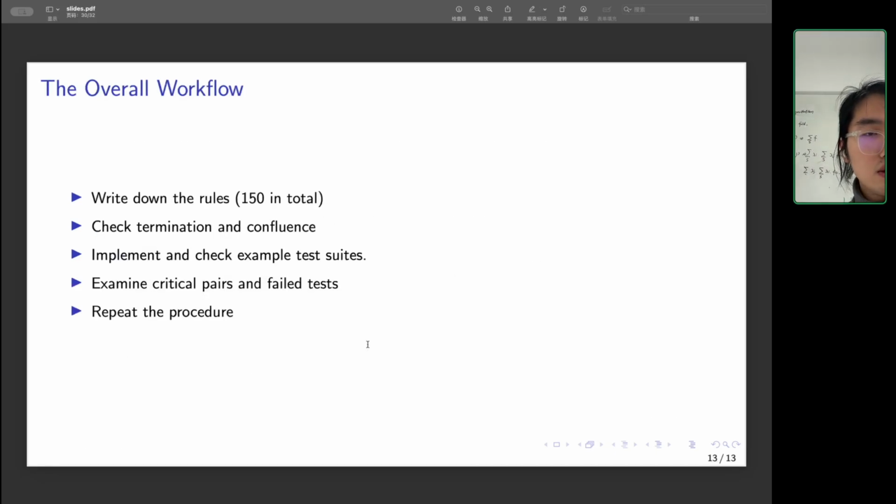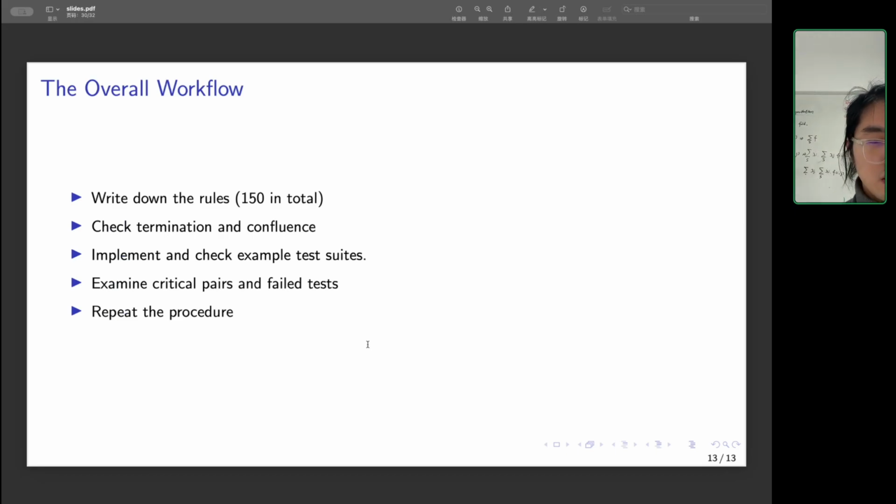And to conclude, you may also be interested in how the work is developed. We write down the rules, and again, there are 150 in total, and many come from intuition. And we check the termination and confluence using the tool. Thank God we have the tool. And we do the implementation and check the example test suites.